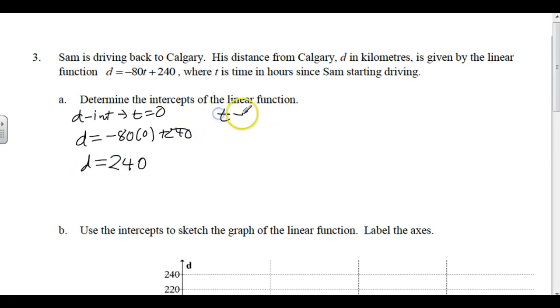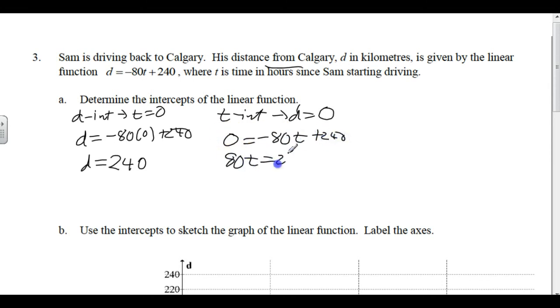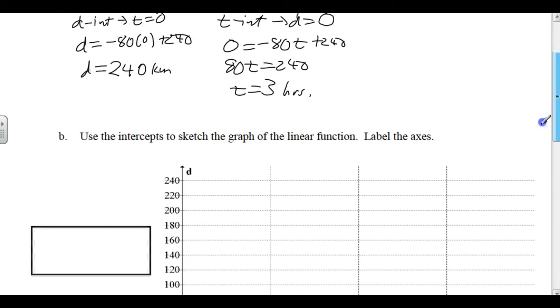The t-intercept is when d is equal to 0. That's when we'll be back in Calgary, right? Distance from Calgary. When that distance is 0, then we're in Calgary. 0 is equal to -80t plus 240. Move that over. 80t equals 240. So t is equal to 3 hours and 240 kilometers, right? There are units associated with these.